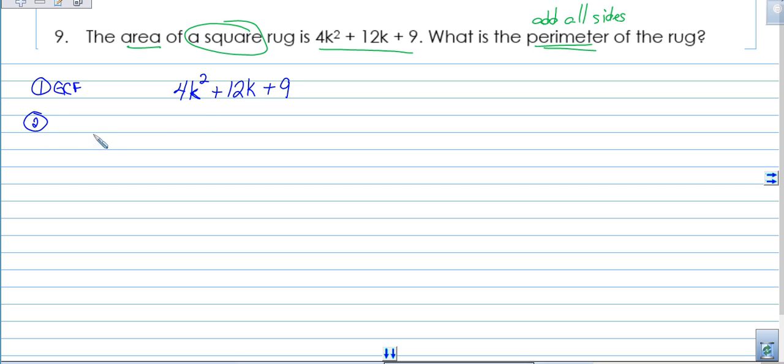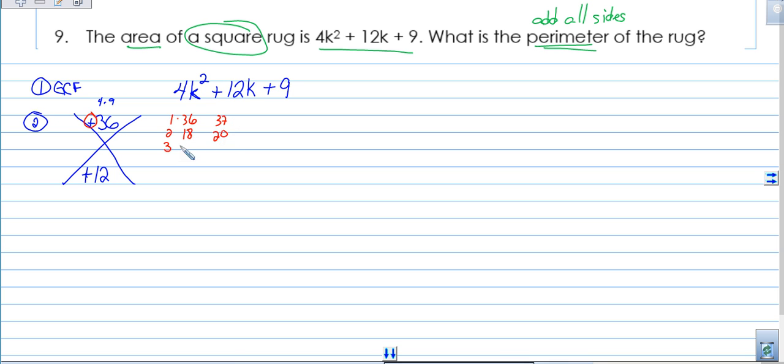Number 2, it's a trinomial, so we're going to try the X game. Okay? We'll do 4 times 9 and get 36, and that's positive, and then you have positive 12. And so we want to figure out what will multiply to give us 36 and add to give us 12. So 1 and 36, which is 37, because we added 2 and 12, which is 14. Close. 3 and, oops, not 2 and 12. It's 2 and 18. Silly me.